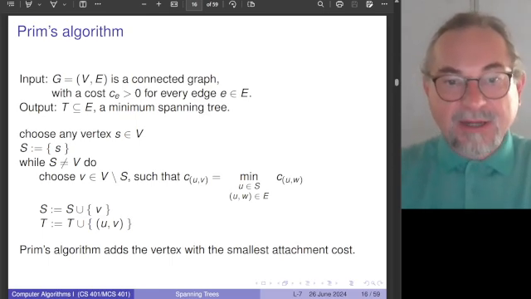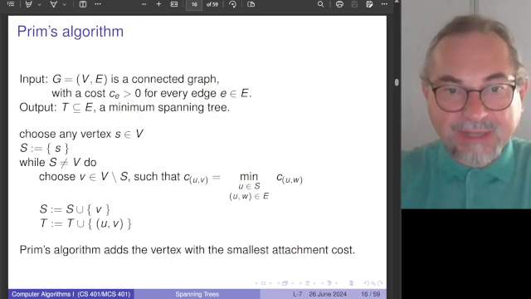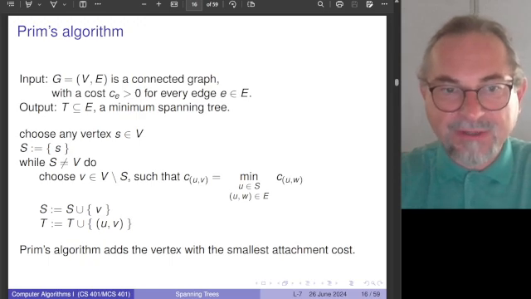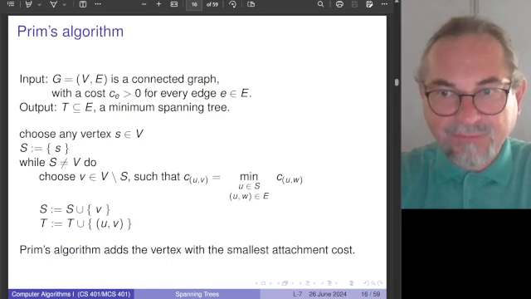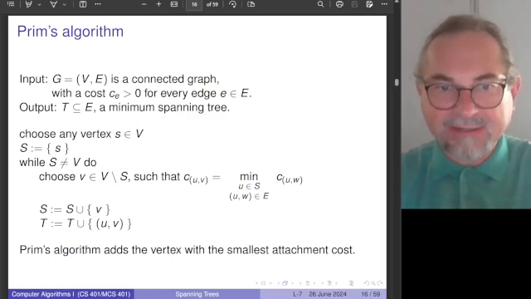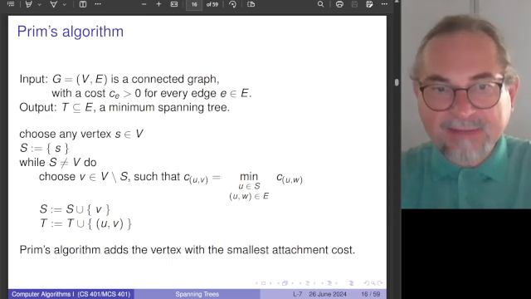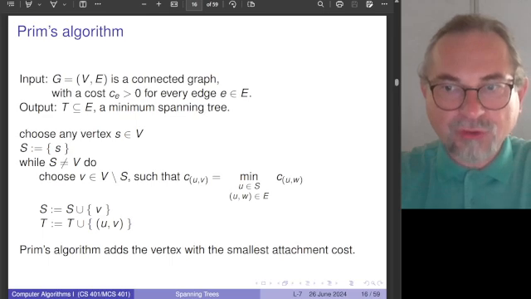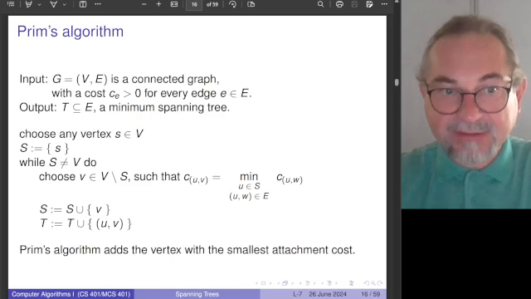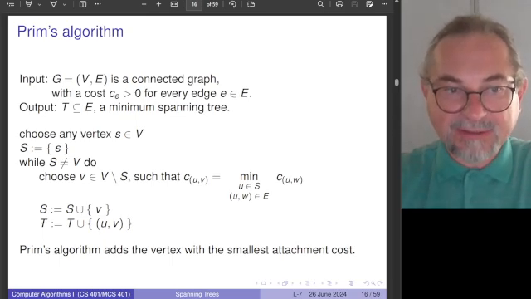We will take that vertex that has the smallest attachment cost. So the formula is a little bit complicated. We select that vertex for which there is an edge from a vertex in the selected set, and that edge has the smallest cost over all vertices that are not yet selected and that can be connected by one edge to the selected set.